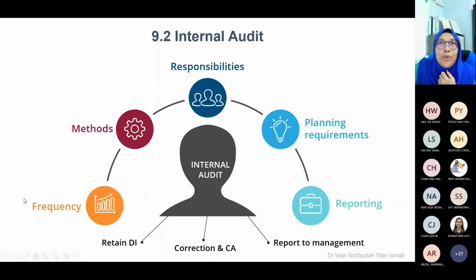Okay, so frequency identify. Usually, we do internal audit twice a year before the external audit. Okay, so that when we found non-conformity, minor ke major ke, kita dah boleh buat correction before the external audit. Methods, how to conduct the internal audit.